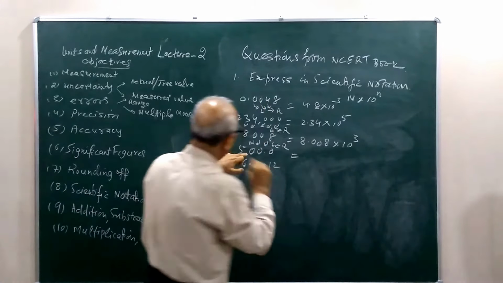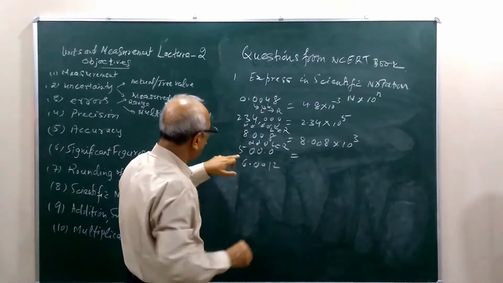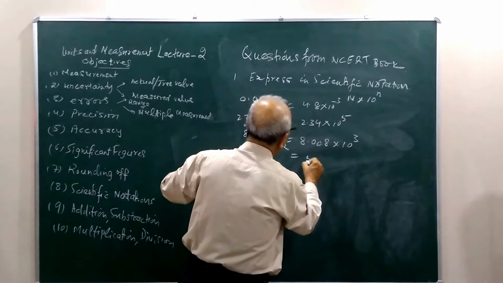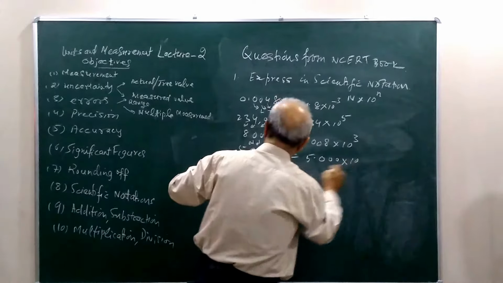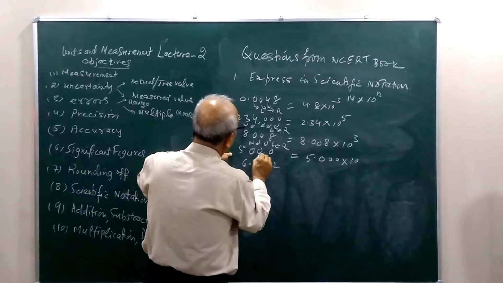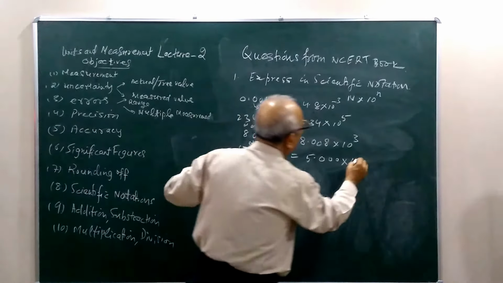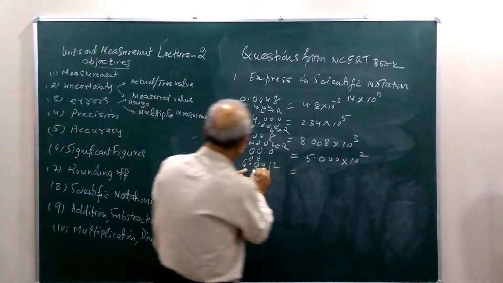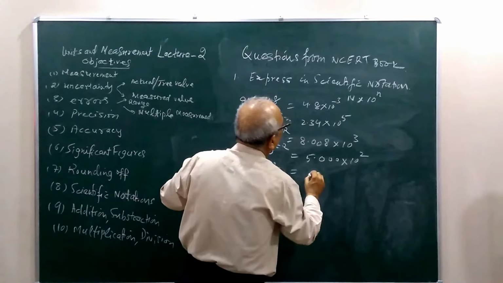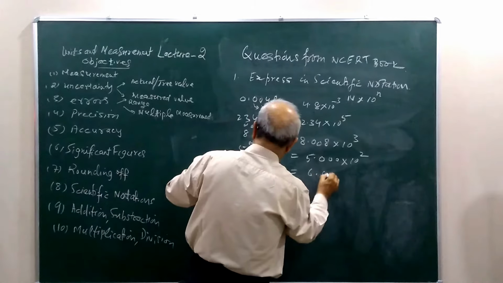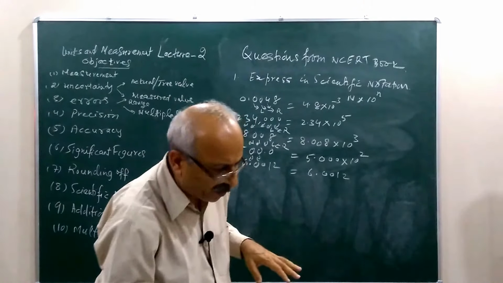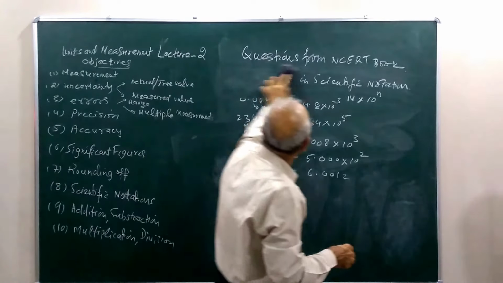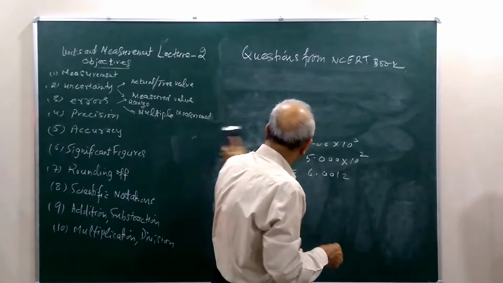Then this number has 4 significant figures, as you can see. So I am reporting 5.000 into 10 power, how many digits am I moving? 1 and 2, 10 power 2. Here 6.0012 is already between 1 and 10, therefore it stays as it is. This is our scientific representation of the numbers. Let me see the next question.